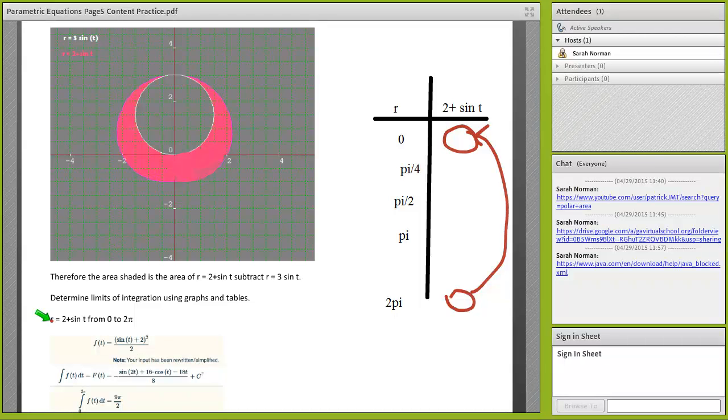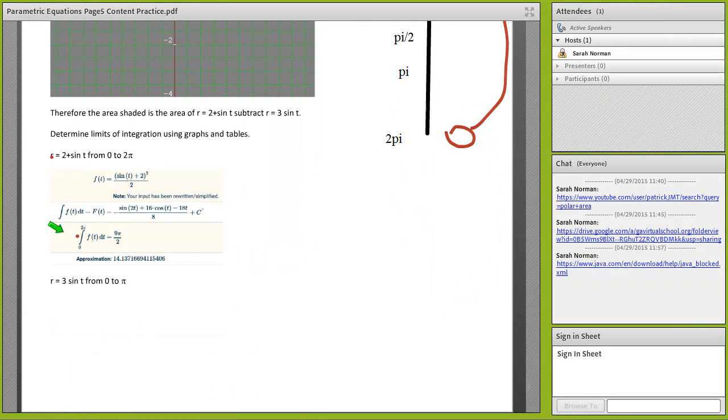So for the limits of integration, for the area of that entire polar curve, I am going to use the formula for the area from 0 to 2 pi. Pan that up, sorry about that. So again, we're going to use 0 to 2 pi.